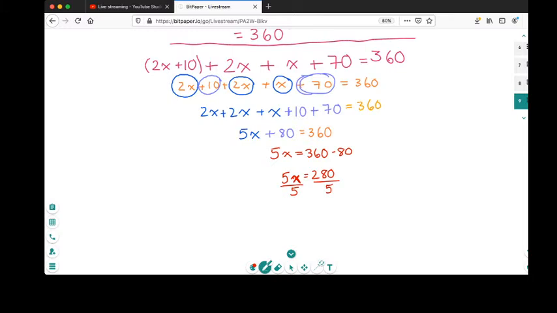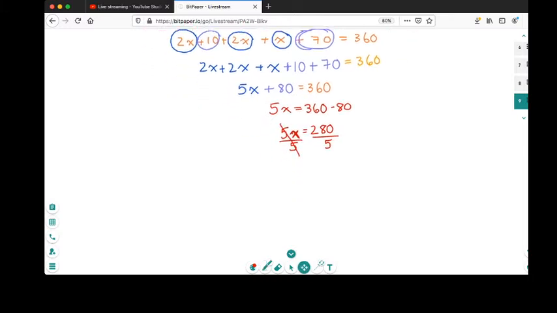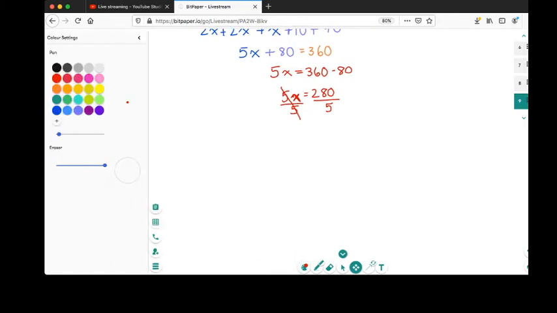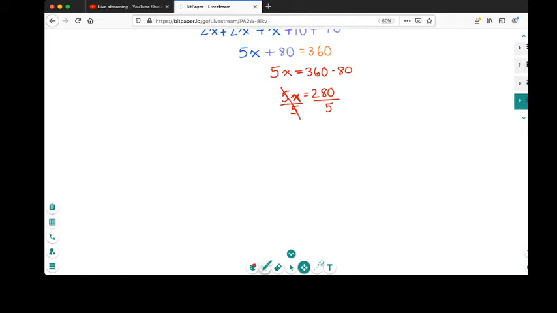Okay, shameless plug over. 5 divided by 5 is 1, so we're left with 1x, and that's what we wanted. So all that's left here is x equals 280 divided by 5, which is 56. So this is our unknown value, 56 degrees.